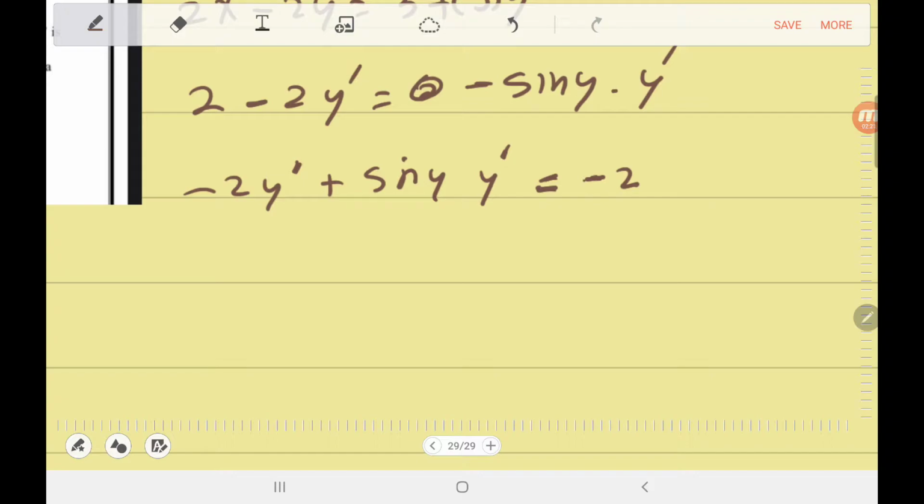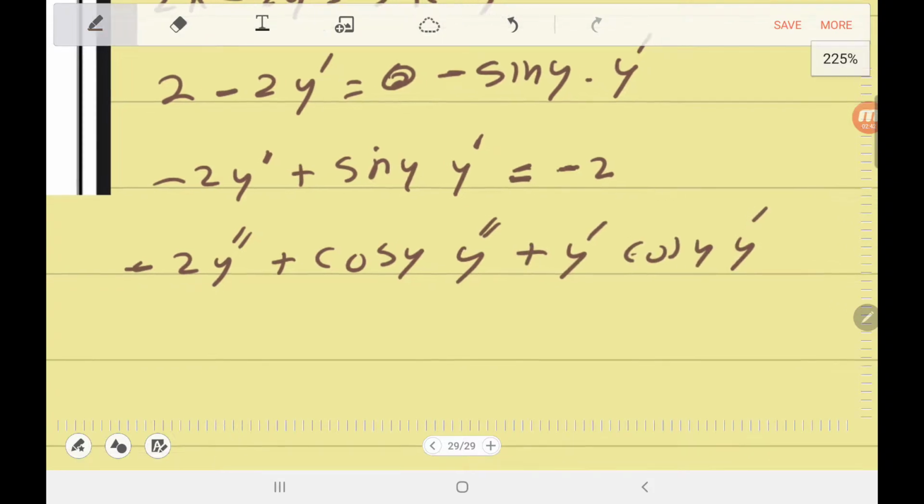We'll do another derivative, the second derivative, which is minus y double prime plus the sine term, which is going to be plus cosine first with derivative of second plus second with derivative of first, which is cosine y y prime squared, equals 0.